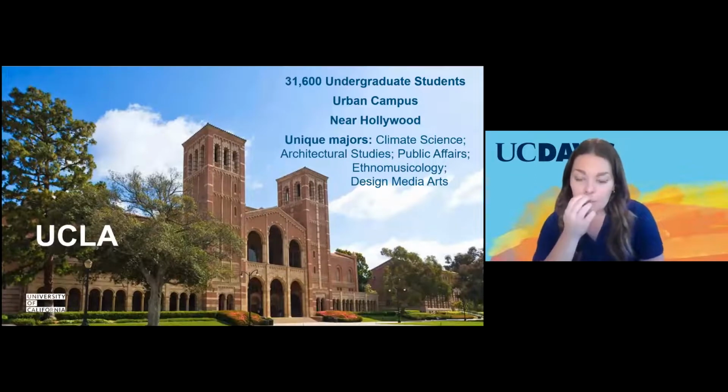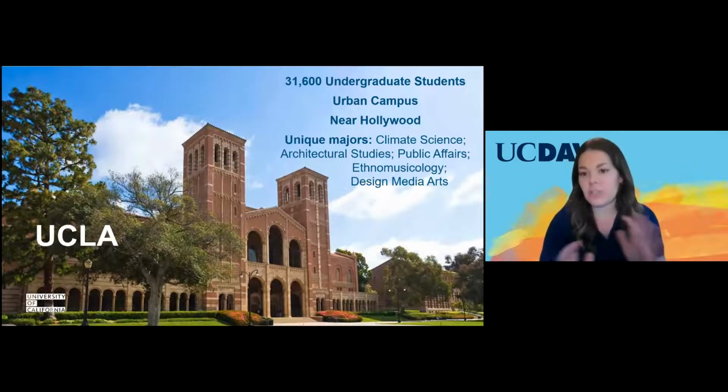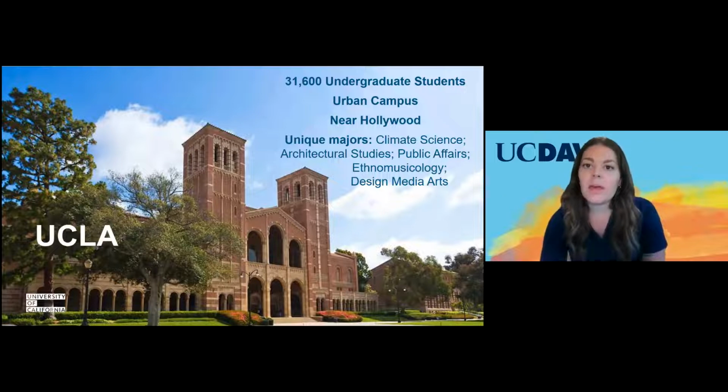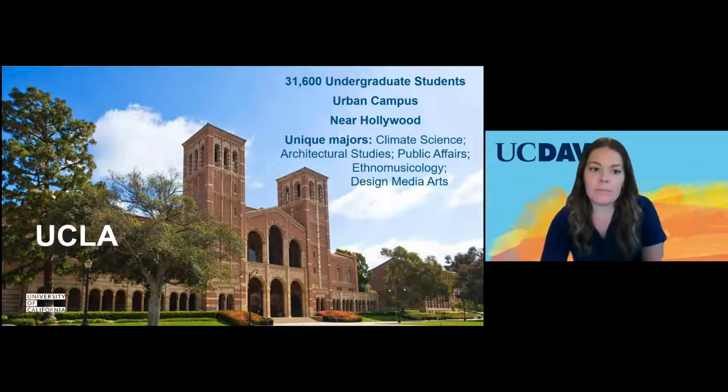One of the beach campuses, closer to the beach than others. And a very similar size, just shy of 32,000 students at UCLA, another urban campus. LA is definitely going to be kind of in that city near Hollywood. Some unique majors are climate science, architectural studies, public affairs, ethnomusicology, and design media arts. So I'm sure you guys are familiar with UCLA being known for, you know, film and things like that. You can kind of see that film and music coming out in those unique majors as well.